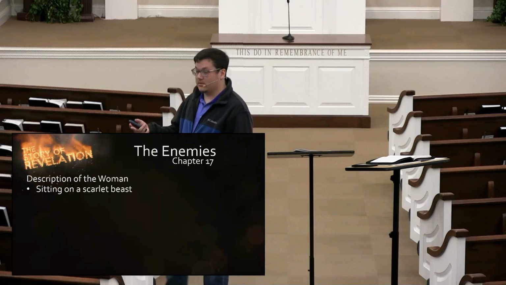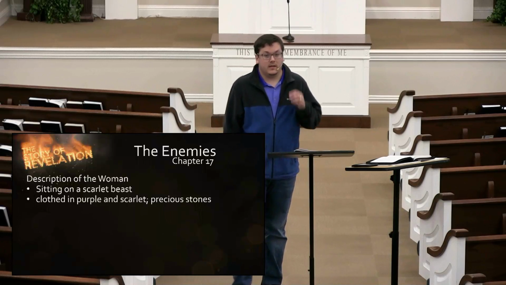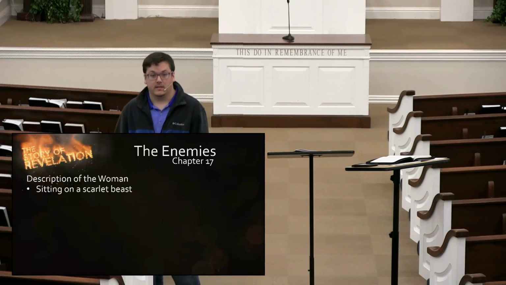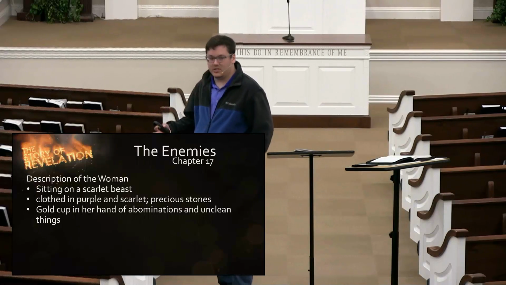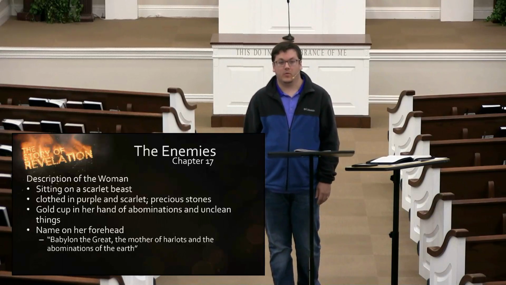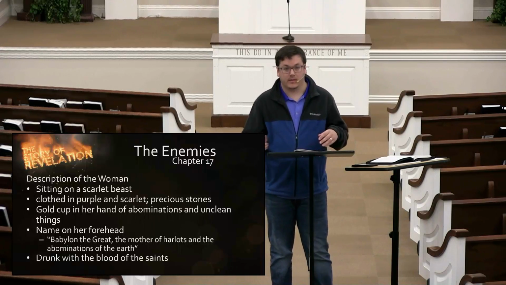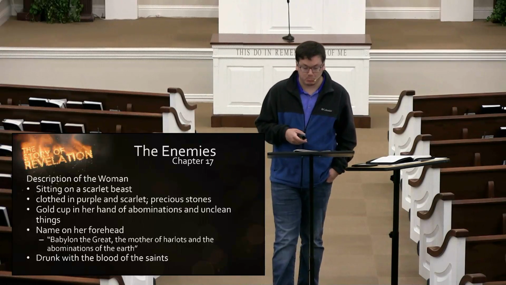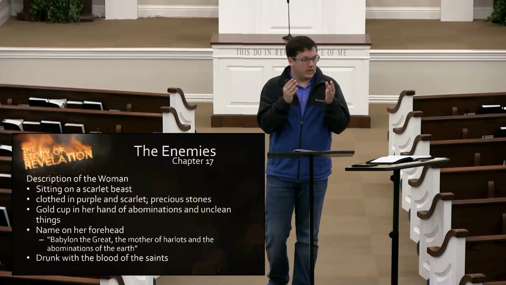This woman is sitting also on a scarlet beast, which we'll talk about in a minute. She's clothed in purple and scarlet and precious stones. These things are attractive things. She has in her hand a gold cup full of abominations and unclean things. She has a name written on her forehead, Babylon the Great, the mother of harlots and the abominations of the earth. And she is drunk with the blood of the saints and the witnesses of Jesus. Looking at this description, what are some fundamental things that we learn about this woman?